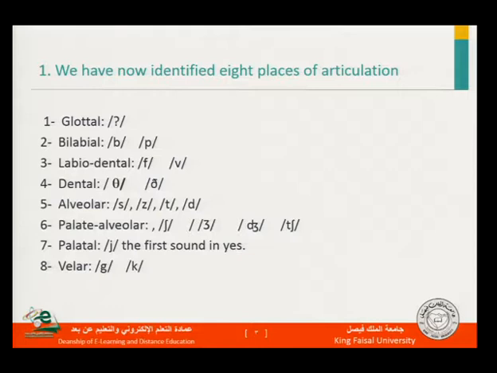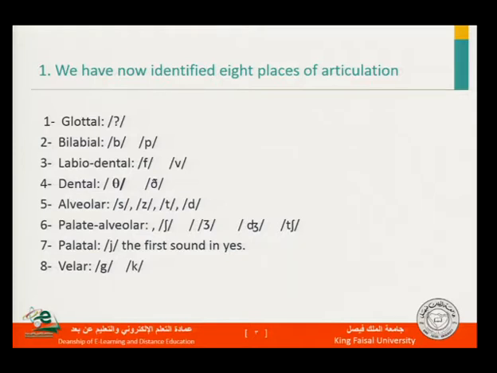And we have alveolar sounds, and I described them as the sounds that come as a result of pressing the tip of the tongue against the alveolar ridge. According to this parameter, we have the s, number 5. We have the z, we have the t, we have the d. Of course, we have others, but these are just examples.